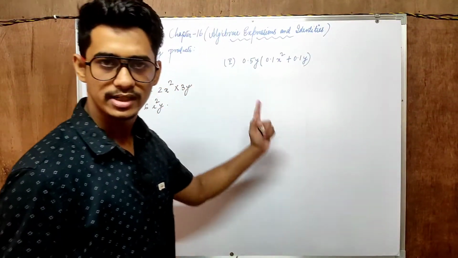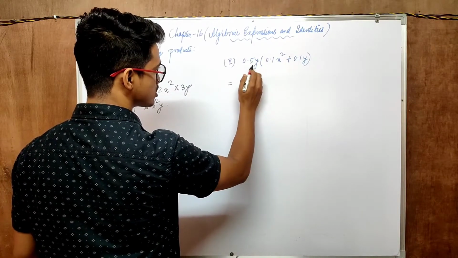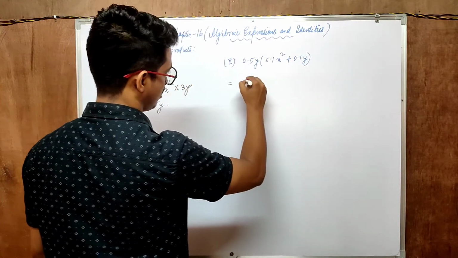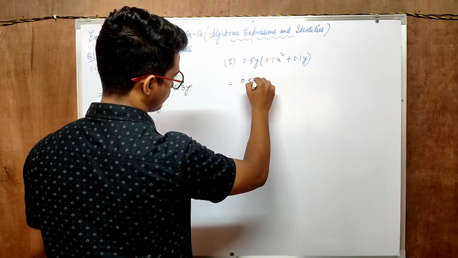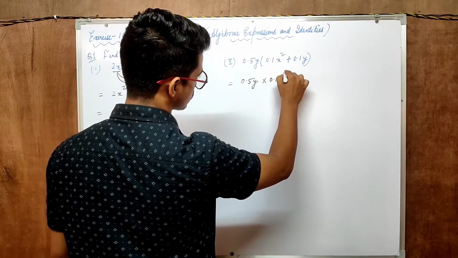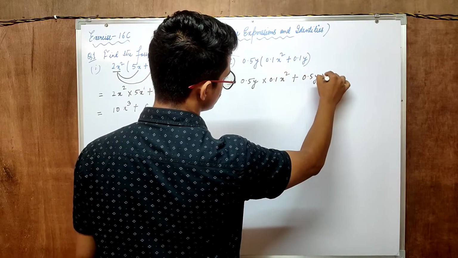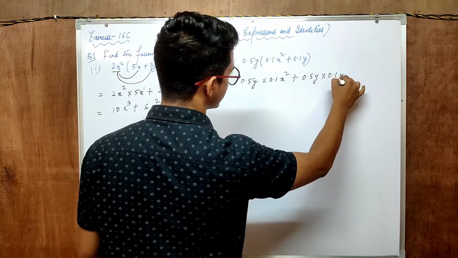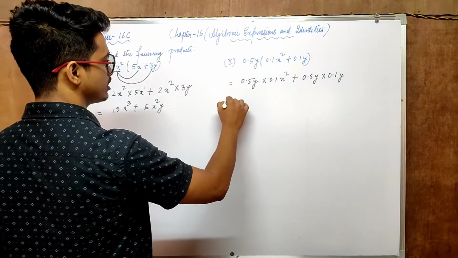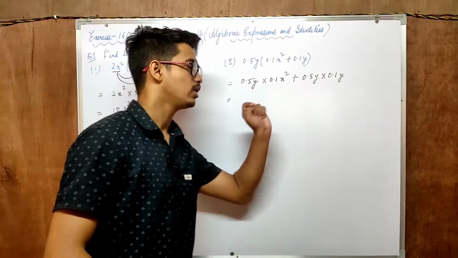Moving on to our next part, that is question number 5. Let's just do it. What is the first process? Multiply this outsider with the insider. So 0.5y into 0.1x square plus 0.5y into 0.1y. Simple. Let's just do it. Coefficient multiplied with the coefficient. So that means 5 into 1 is 5.